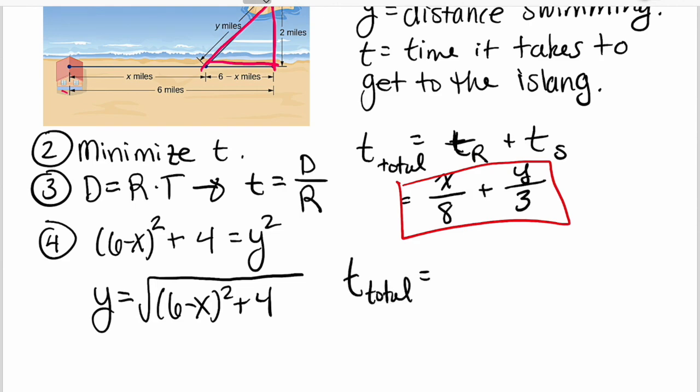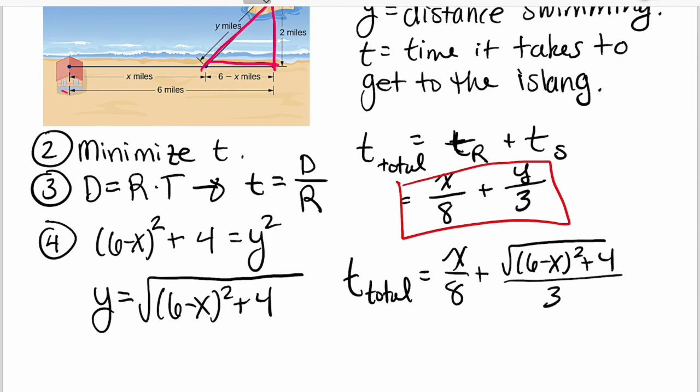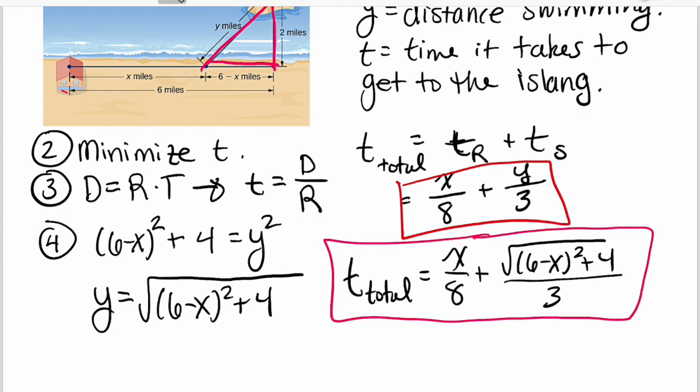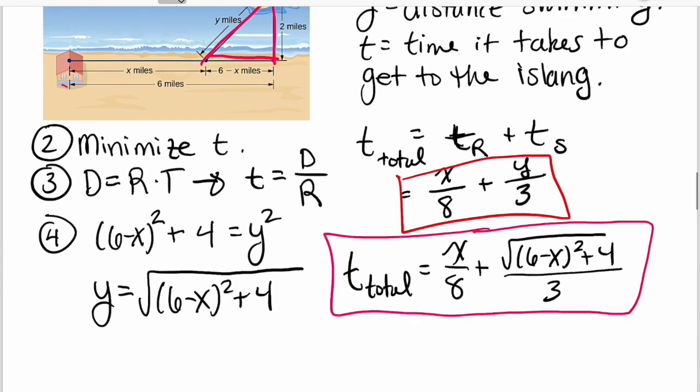So my equation for the total time is going to be x over 8 plus, and now substitute in for y, the square root of (6 minus x) squared plus 4, all over 3. So here's my equation where it's all in terms of x.